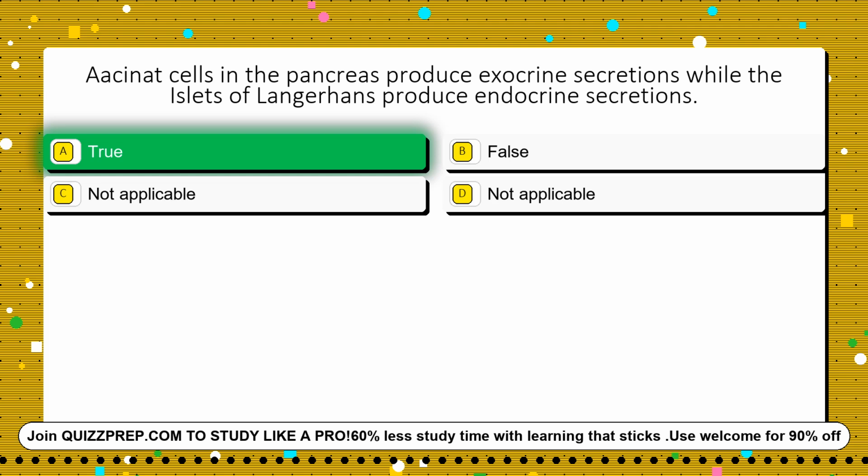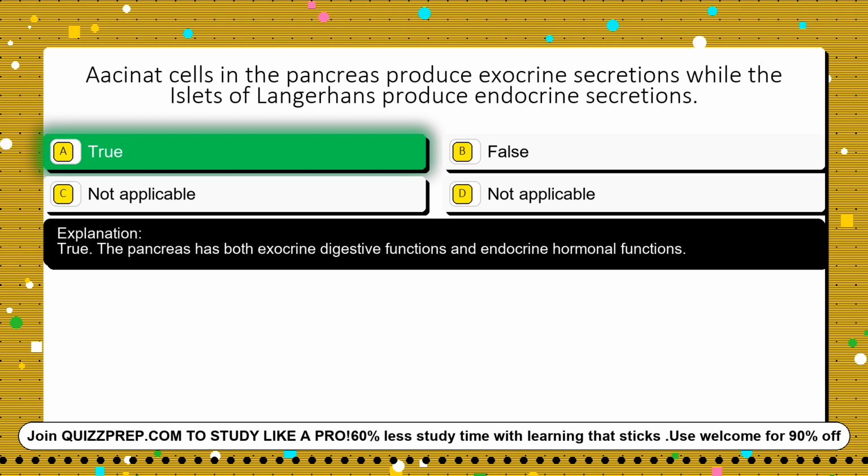The correct answer is option A. True. The pancreas has both exocrine digestive functions and endocrine hormonal functions.